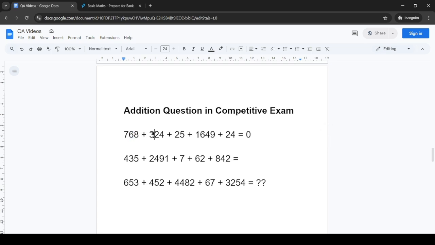Now 9 plus 2 is 11, 11 plus 2, that will be 13. Then 13 plus 4, that will be 17. 17 plus 2, that will give us 19. And we will place only one digit over here, and the 1 is carry. Now 1 will be carried to 7. 1 plus 7 is 8. Then 8 plus 3 is equal to 11.